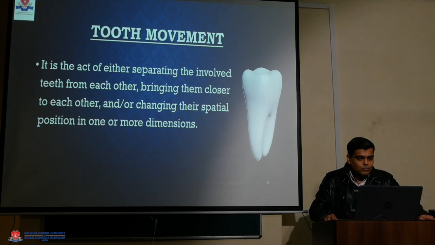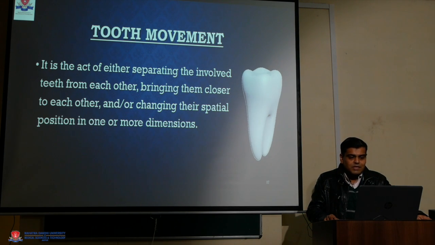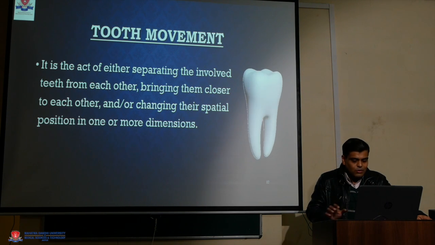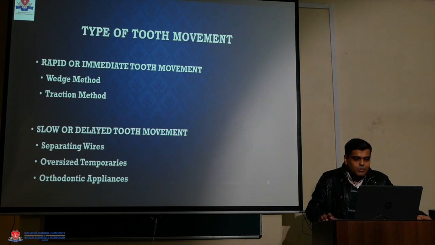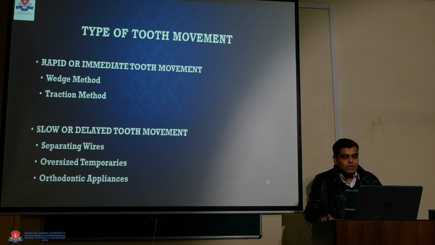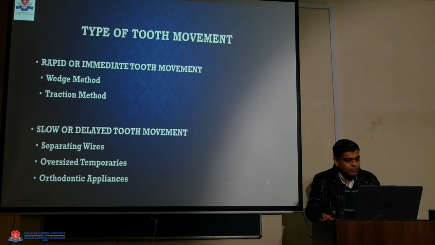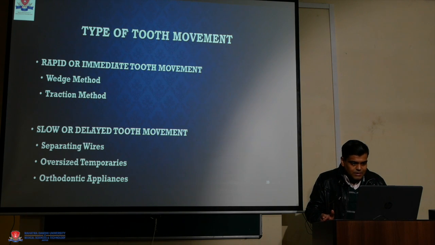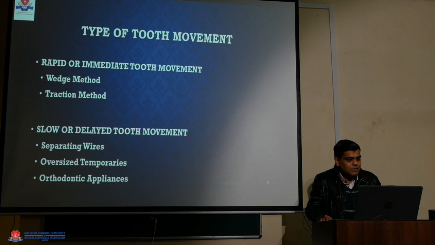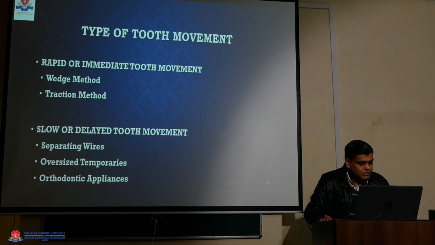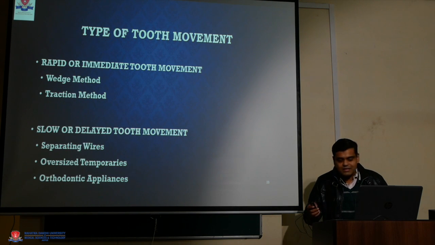Now coming to tooth movement. Tooth movement is the act of either separating the involved teeth from each other, bringing them closer to each other, or changing their spatial position in one or more dimensions. There are two types of tooth movement. First is rapid or immediate tooth movement, and second is slow or delayed tooth movement. In rapid or immediate tooth movement, there are two methods, that is the wedge method or the traction method. Slow tooth movement can be done with the help of separating wires, oversized temporaries, or orthodontic appliances.